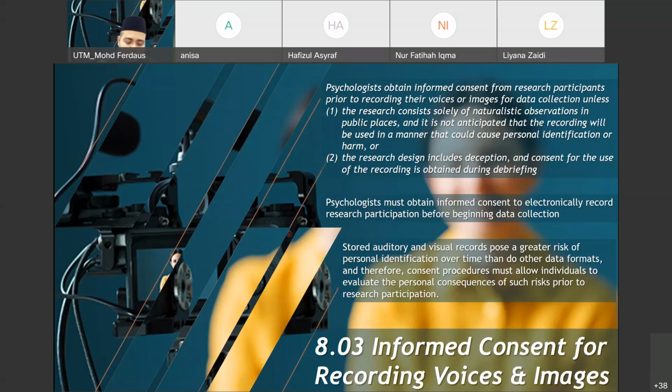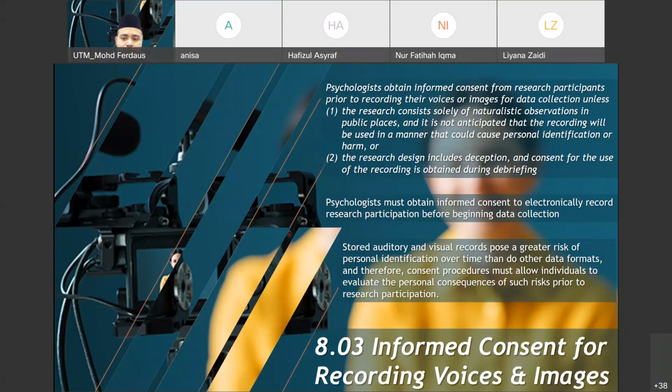Then you inform them that you're going to block their face and their plate number if they are driving a motor car or motorcycle, so people will not know. If they agree to that, then you can record. If they don't agree, you cannot use it for your data, and you have to delete it.